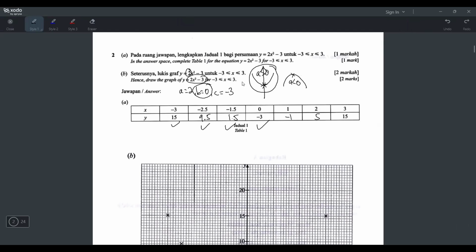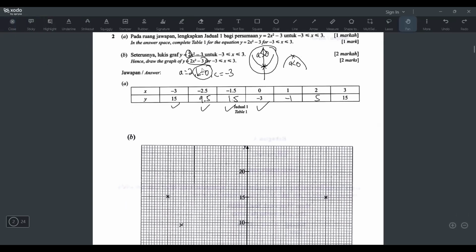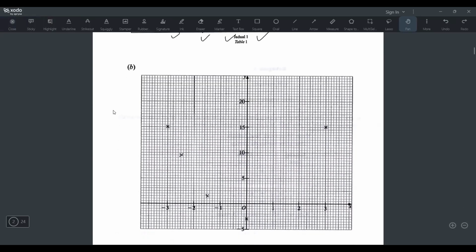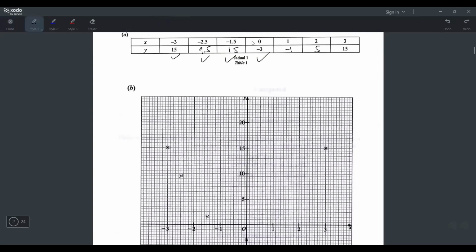Then it's wrong. Okay, so I repeat one more time. When B is 0, the axis of symmetry of the curve will be the y-axis, and the minimum point or the maximum point, depending on the A, so the turning point will be the same point as the y-intercept. Your turning point and your y-intercept will be the exact same point. So this (0, negative 3) is not just the y-intercept, it's also the turning point. This is the minimum point.